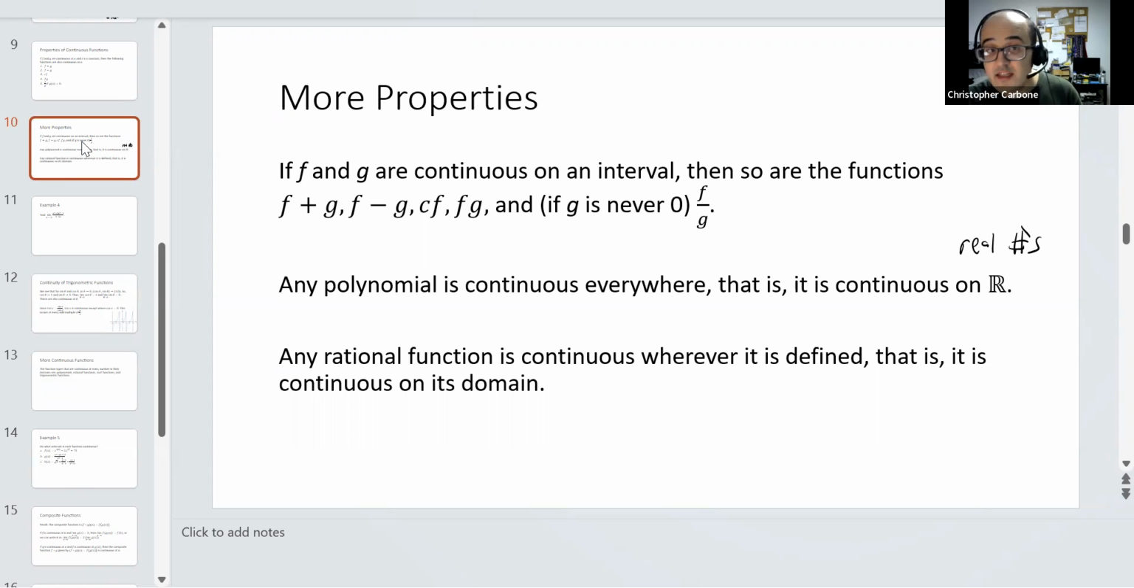That is, it is continuous on its domain, for any rational function. That is the reason why, when we did example 2a, I said that the denominator cannot be 0, and that's the only location where it can be discontinuous. It's because it's a rational function.